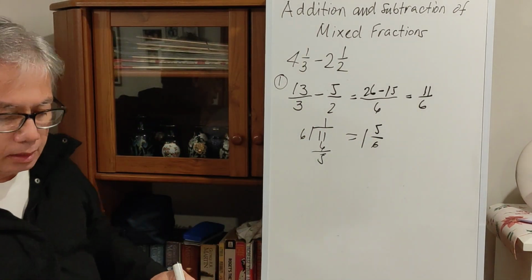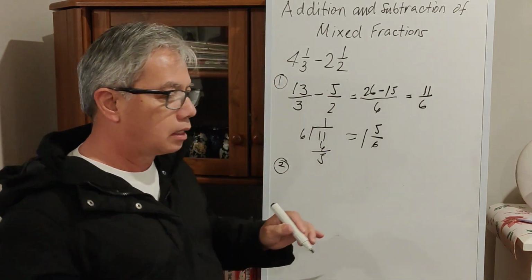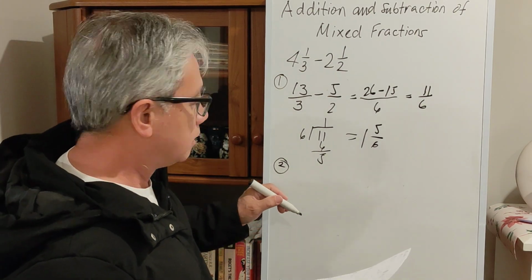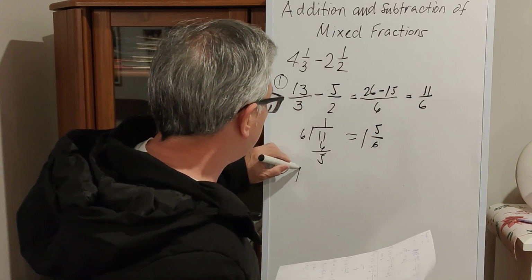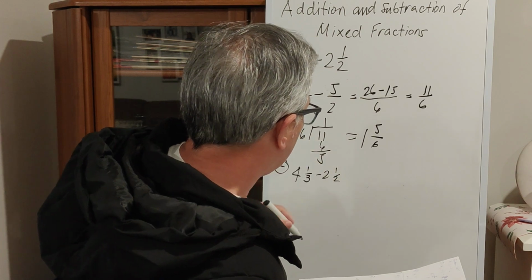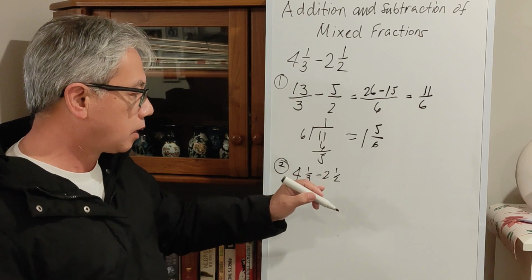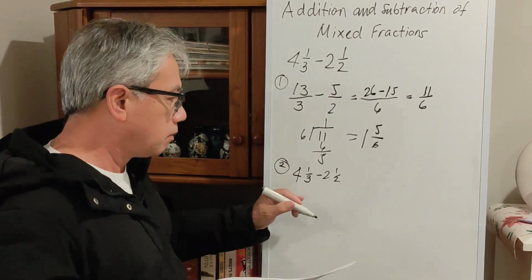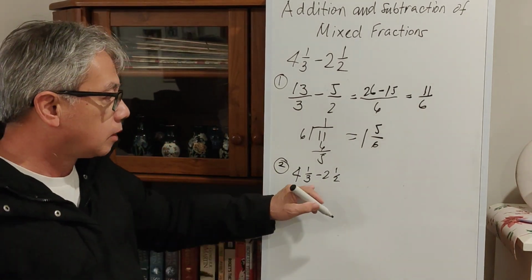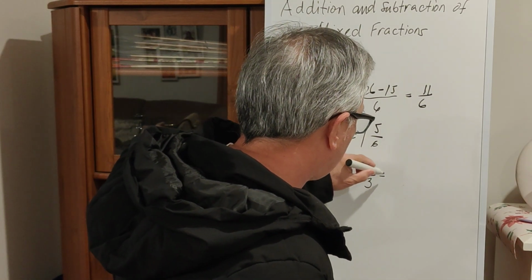The second method is same as before, but could be slightly complicated. So for the same number, 4 and 1/3 minus 2 and a half. So we subtract the fraction, and then we subtract the whole number. Although sometimes there's a borrowing involved. So let's try subtracting the fraction first. So 1/3 minus 1/2.